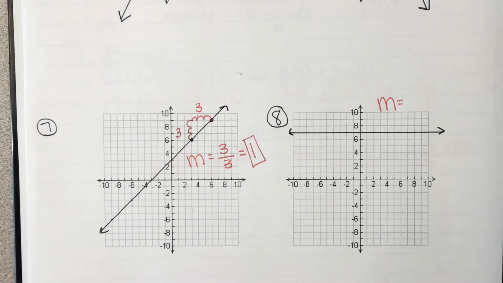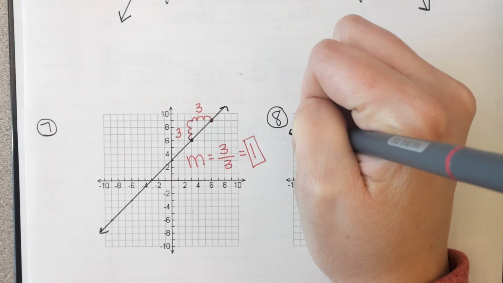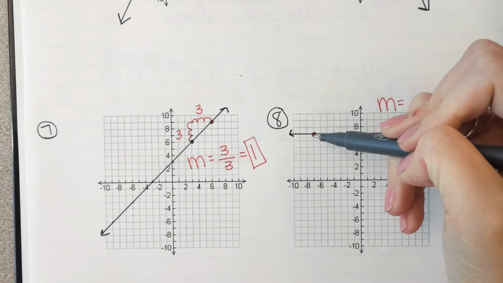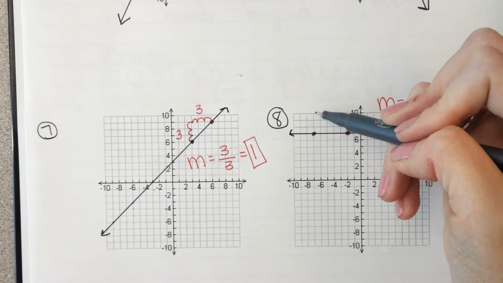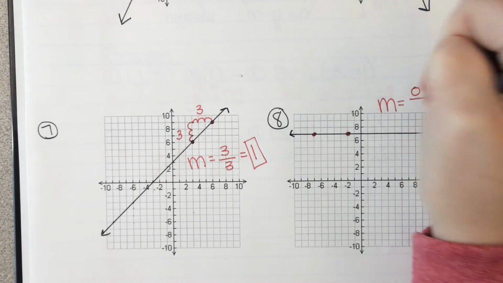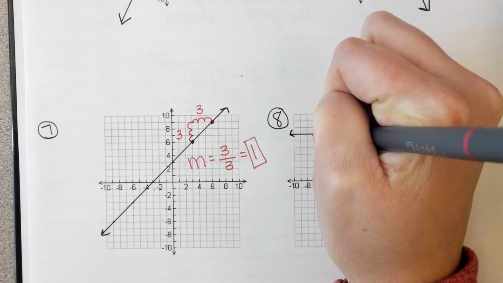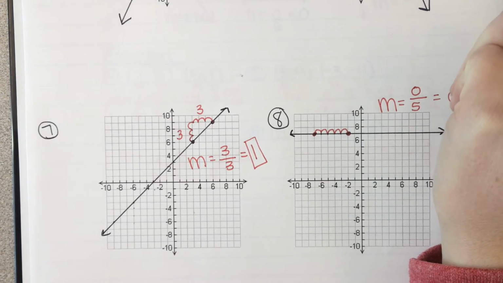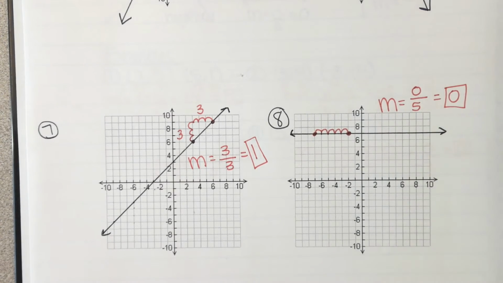Okay, number 8. You can probably look at number 8 and tell me what m equals. But let's say you didn't know. Let's see how we could figure it out. So pick 2 points where the crosshairs meet. I'm going to say these. Okay. What's my rise? Am I going up or down? No. So my rise is 0. What's my run? 5. 0 over 5 equals 0. So your slope is 0. You'll have some problems like this in Math Excel where you're going to have to look at the graph and find the slope.